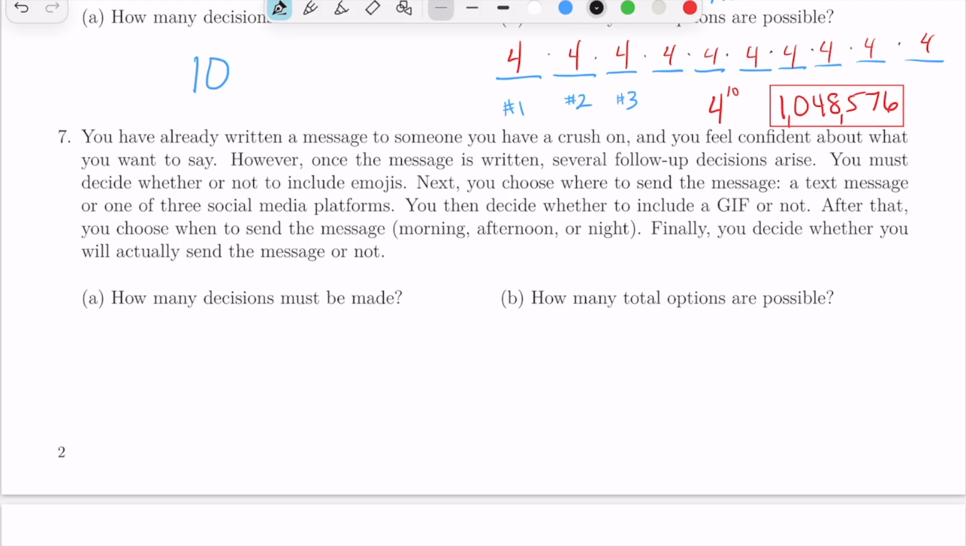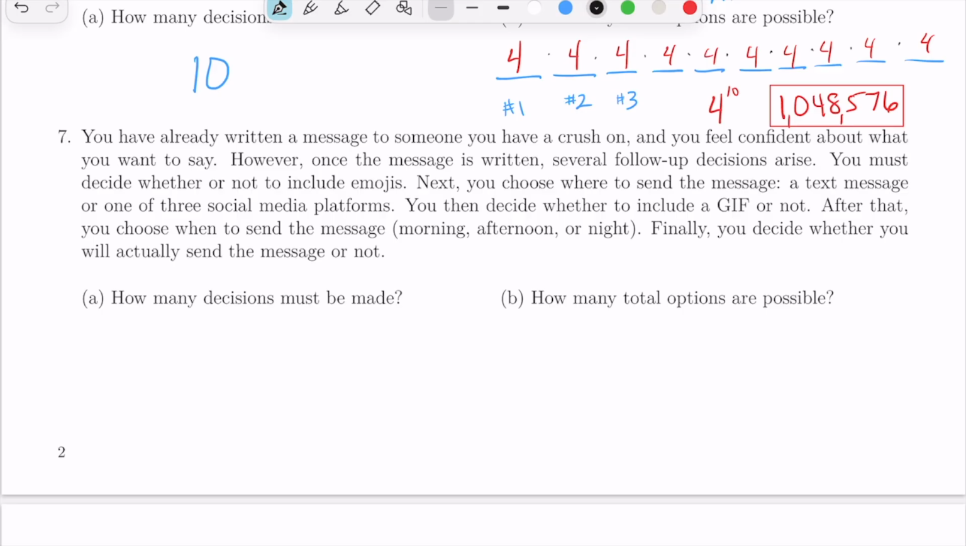All right, this next one's a little silly, but also kind of fun, because I know we've all been there, I hope. You've already written a message to someone that you have a crush on, and you feel very confident about what you have to say. However, once the message is written, several follow-up decisions arise.